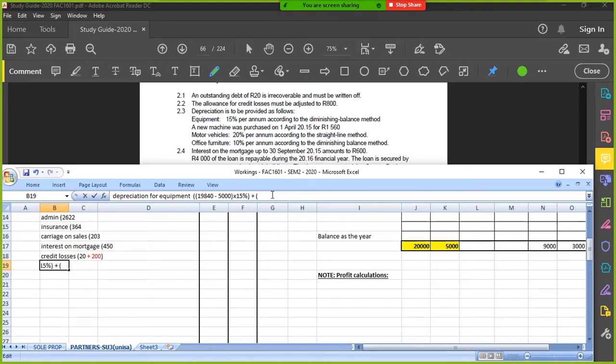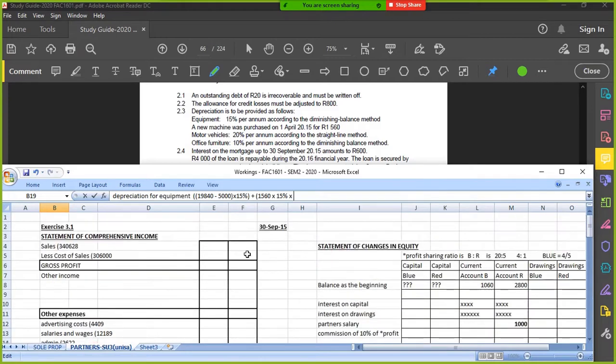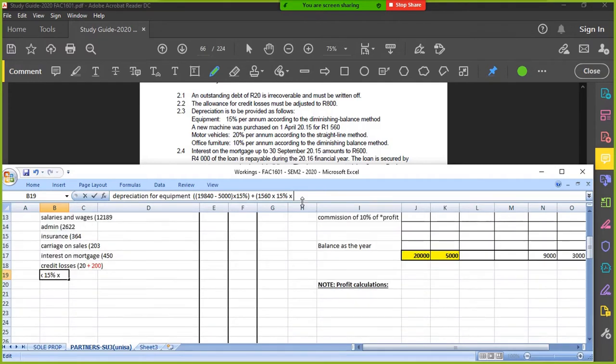In brackets, okay, new machine was purchased, 1st April, 1560. Okay, times that by the 15% per annum. Multiply that by pro rata. Okay, what is our year end? 30 September. So let's count. April to September is how many months? Let's count together. Use your fingers. April, May, June, July, August, September. You counted 6. I counted 6 as well. Good. Same page. Perfect. Times 6 over 12. Close brackets. There's my working.